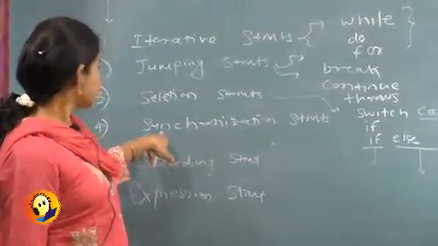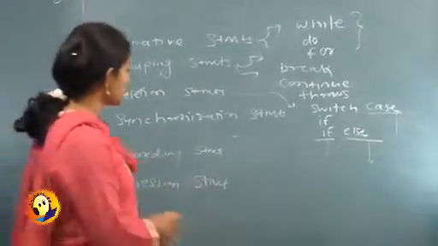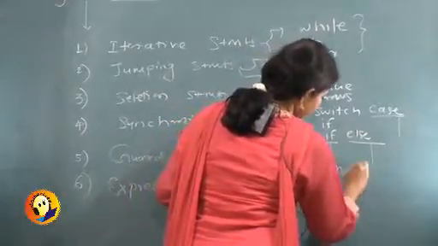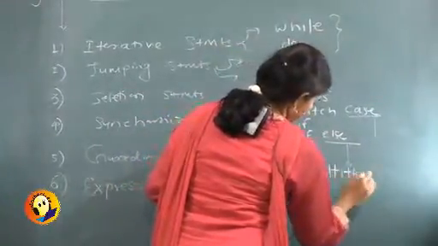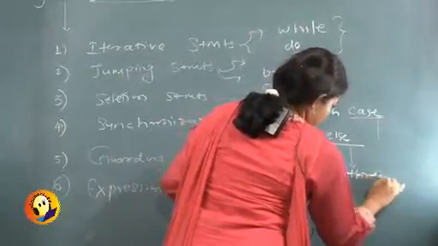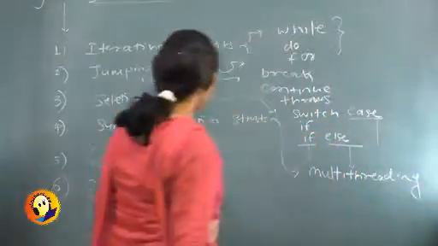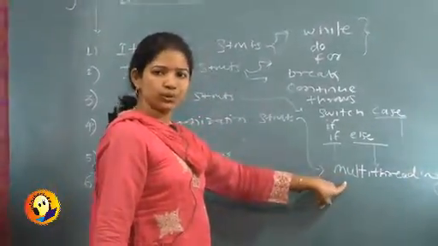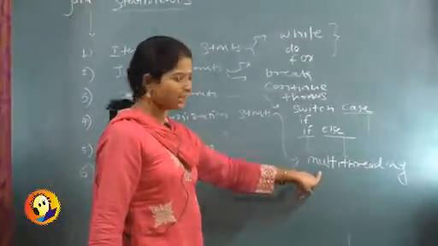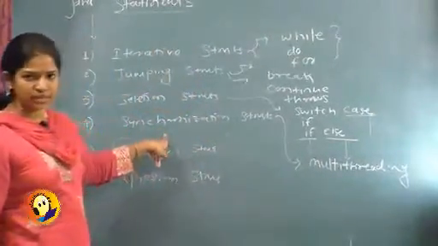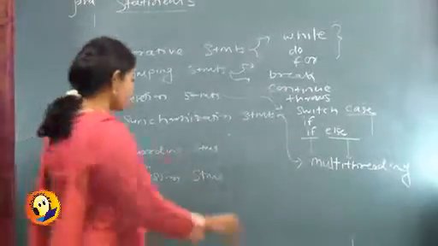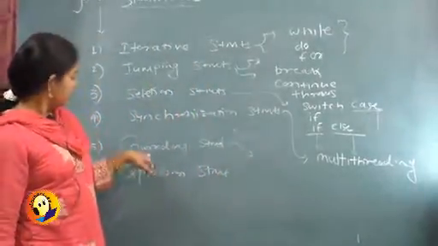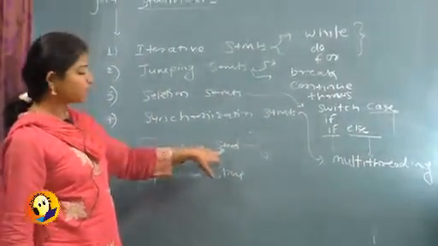Fourth, synchronization statements. Synchronization statements are mainly useful in the case of multi-threading. If you want to perform multiple tasks at a single time, then synchronization statements are useful. After that, guarding statements. Guarding statements are useful to avoid any exceptional error or exceptions.